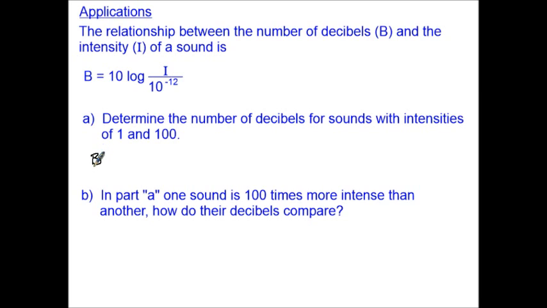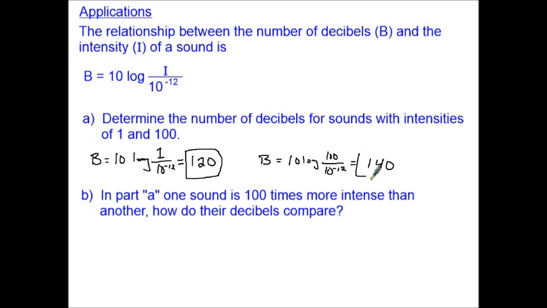So decibels equals 10 log of 1 over 10 to the negative 12. And if we successfully put that in our calculator, we should get out 120 decibels. Alright, for option 2, for 100, well, let's go 10 times log of 100 over 10 to the negative 12. And successfully typing that into our calculator should get us an answer of 140. So pretty cut and dry from there.